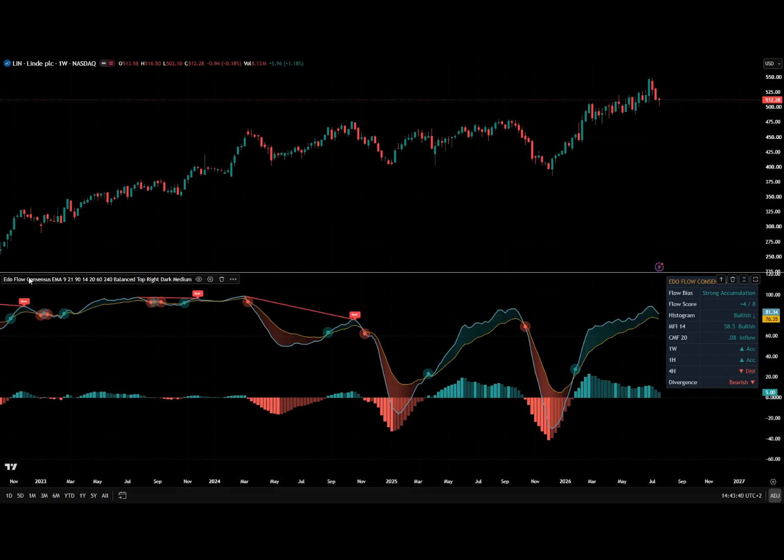In this video we show you how Edo Flow Consensus works. Money flow indicators contradict each other constantly. One says buyers are in control, the other says the opposite. This engine does not pick a winner. It reads two independent flow measures and scores how much they agree. The result is a single number, from -8 to +8, on the flow score row. Accumulation, distribution, or no agreement at all. That is the whole idea.